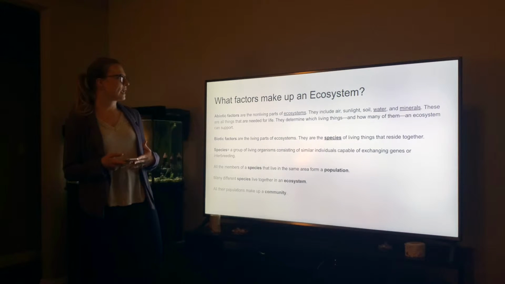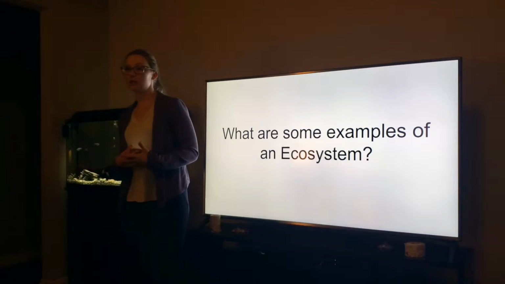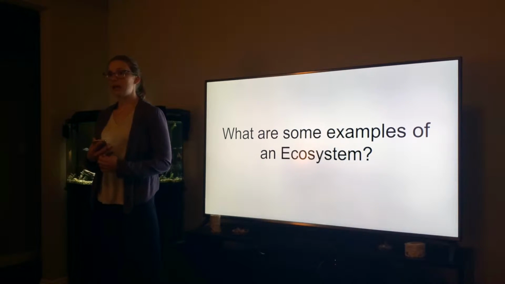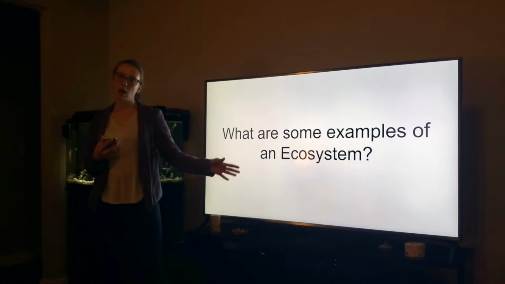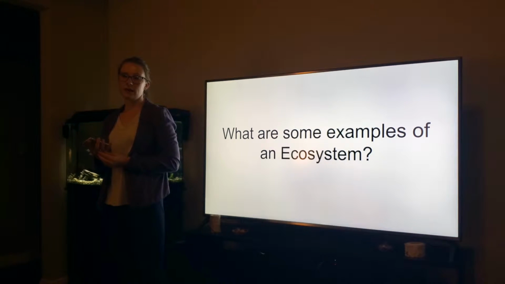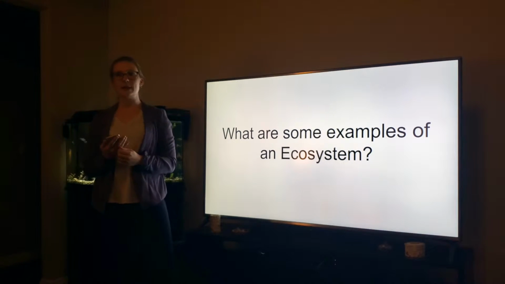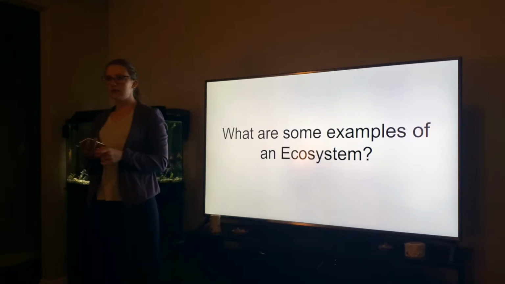And so, can anybody give me an example of an ecosystem? It could be something local, it could be something far away. Yes? Like a coral reef? Yes, that would be a good example. Anybody else?